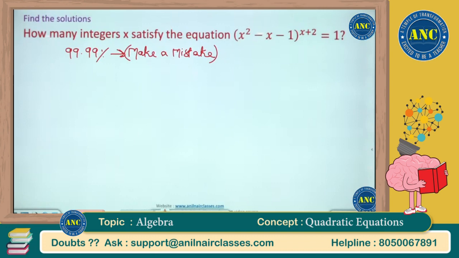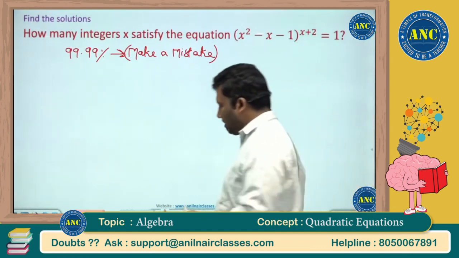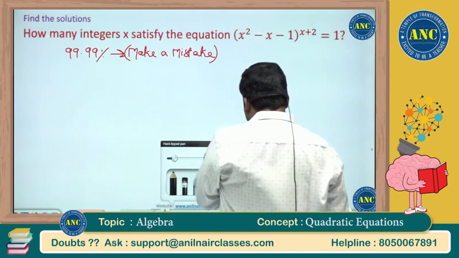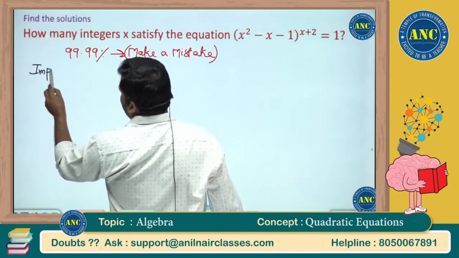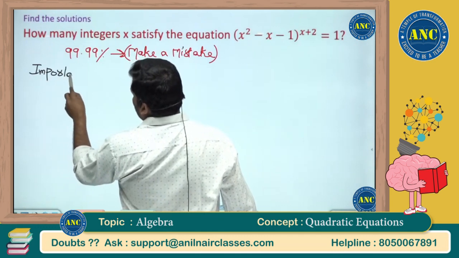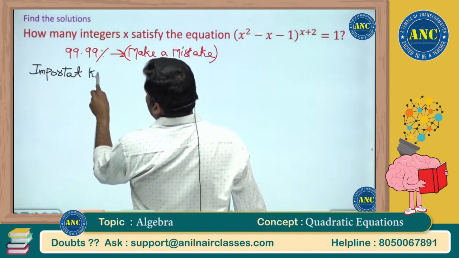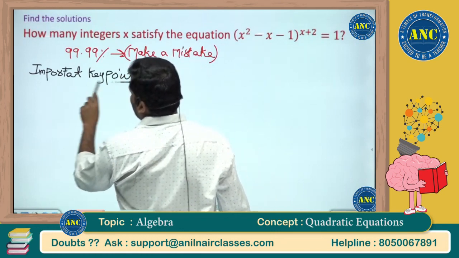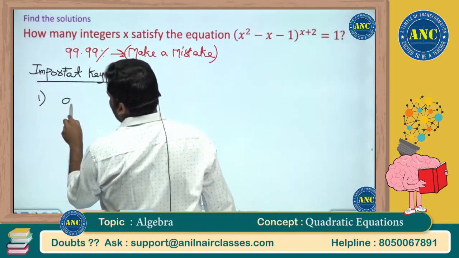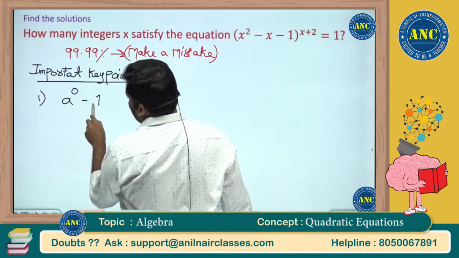The question is (x² − x − 1) power (x + 2). Very important, extremely important key points. Otherwise, you will just substitute. A power 0 is equivalent to 1.